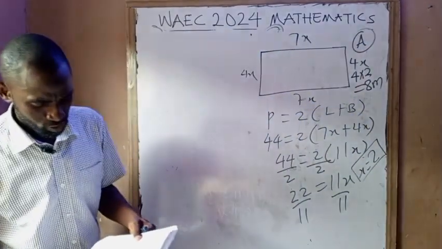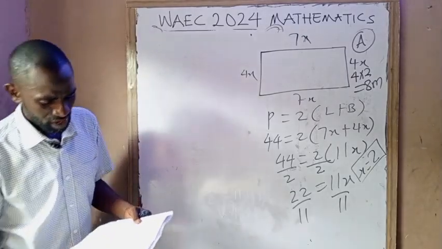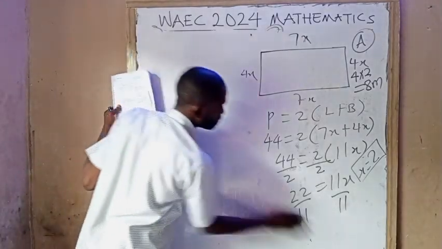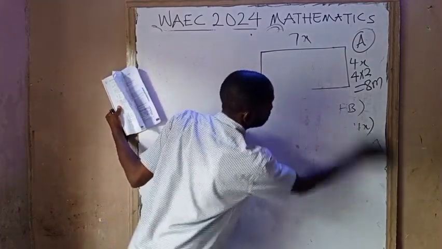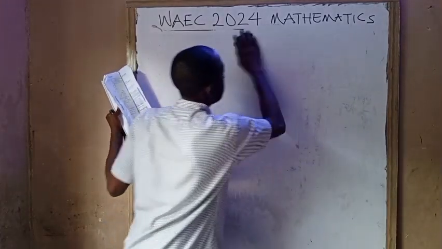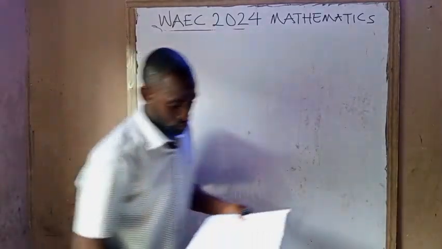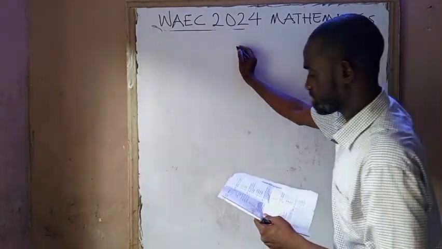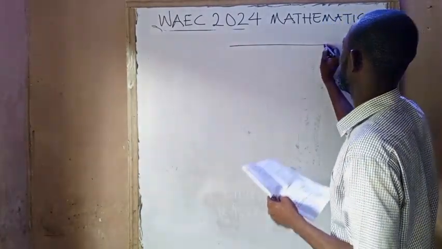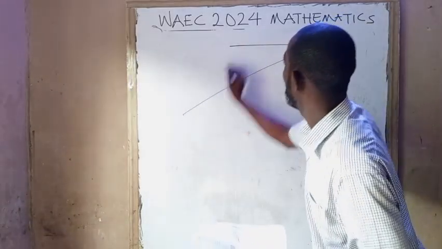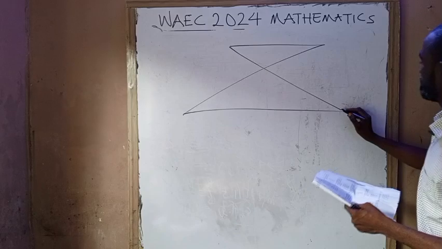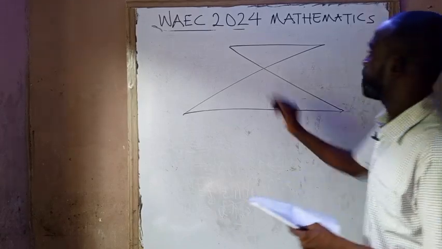21, and we stop at 25. So let's go to 21. Let me write this one out. So we have 21 like this. Look at the diagram. Similar shape. We have something like this. These are called similar shapes.